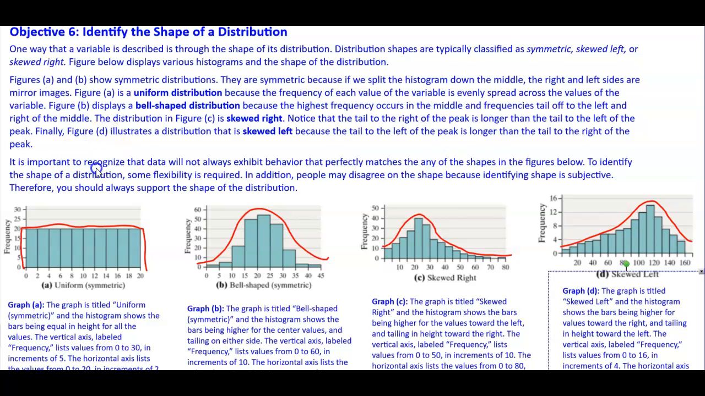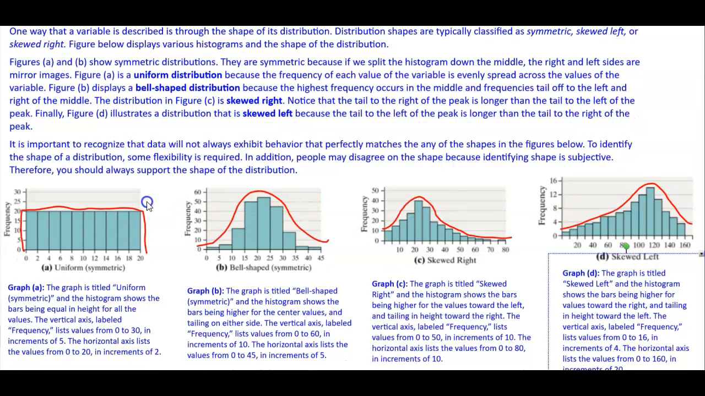Now, it is important to recognize that data will not always exhibit behavior that perfectly matches any of the shapes in the figures below. To identify the shape of a distribution, some flexibility is required. In addition, people may disagree on the shape because identifying the shape is subjective. Therefore, you should always support the shape of the distribution.